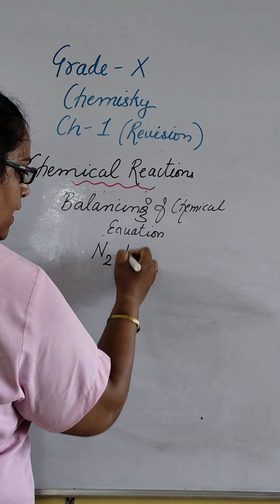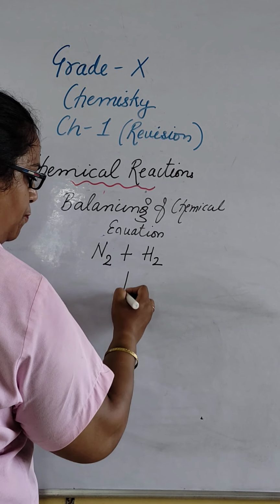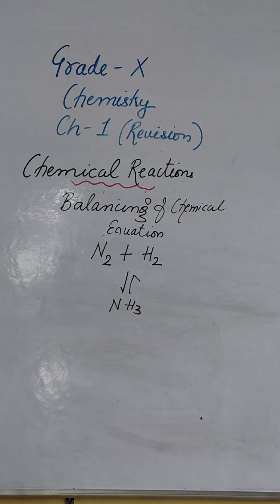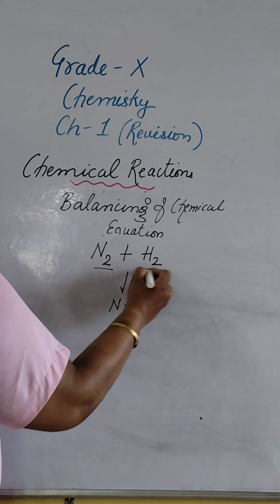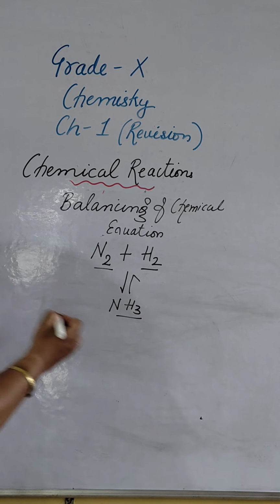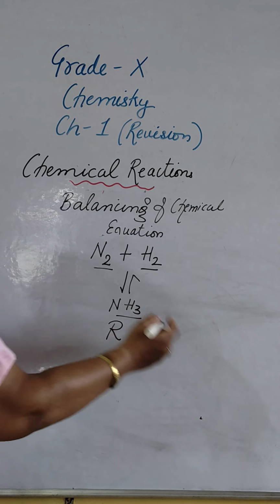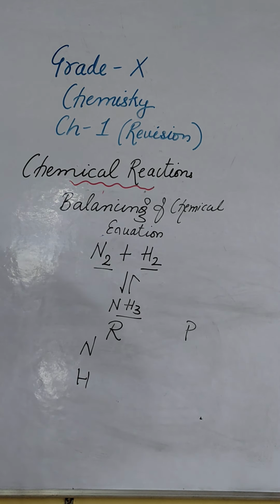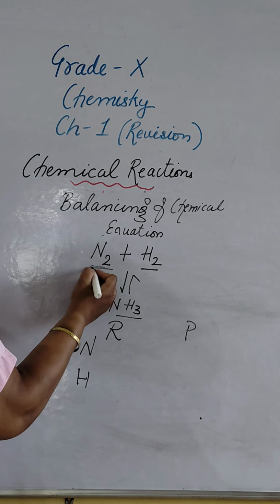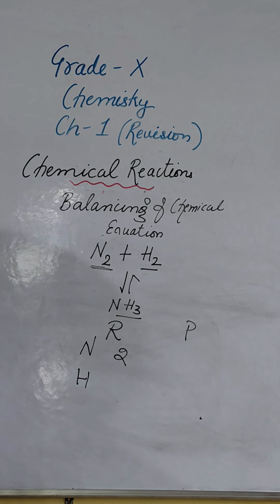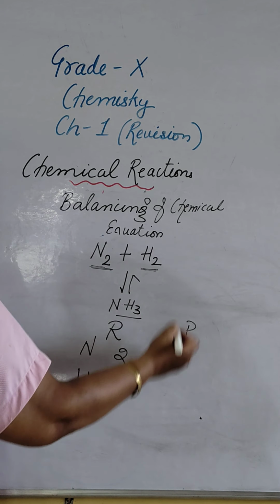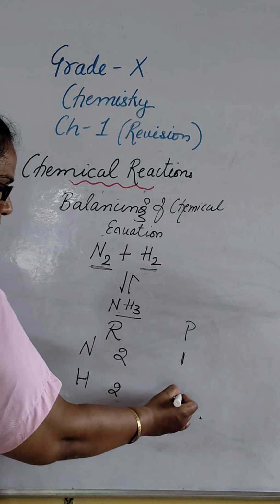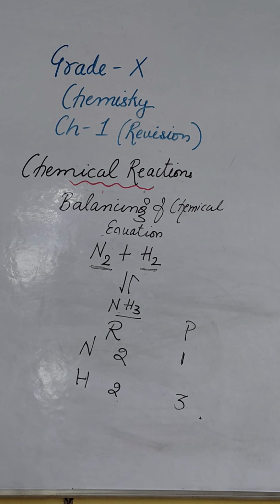Nitrogen reacts with hydrogen to produce ammonia. Suppose this is the reaction. Nitrogen reacts with hydrogen to produce ammonia. What are the atoms present on the reactants? That is nitrogen, hydrogen. 2 atoms. On reactant side, how many nitrogen? 2. How many hydrogen? 2. On product side, how many nitrogen? 1. How many hydrogen? 3.